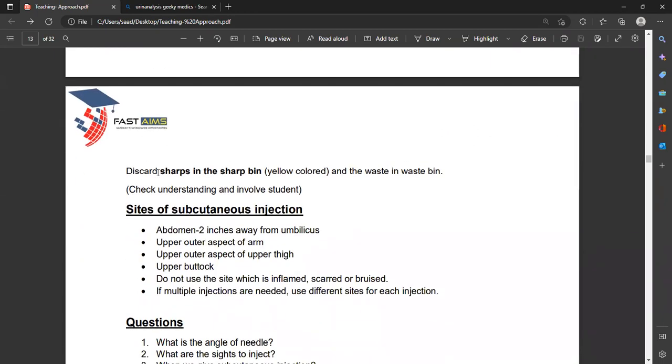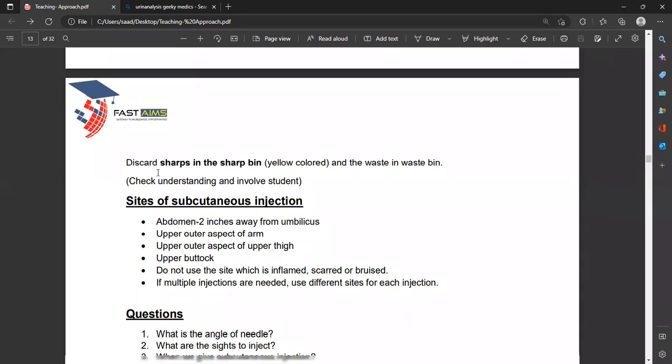So again, discard sharps in the sharp bin. That is the important thing. Waste in the waste bin. If there are any other wastes, like the cotton wool and the gauze piece, put those wastes in the waste bin. Don't put these cotton wool and gauze pieces into the sharp bin. They are separate. There will be a separate dustbin for the waste.